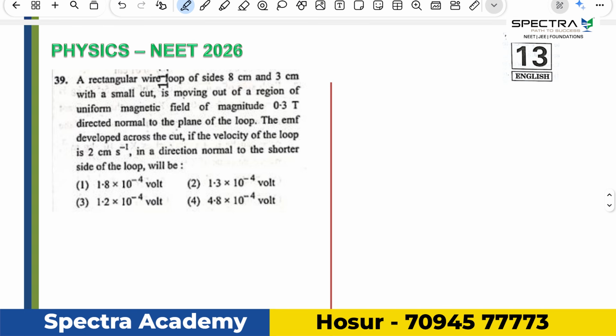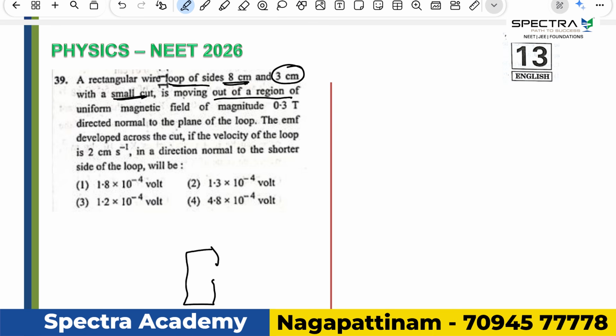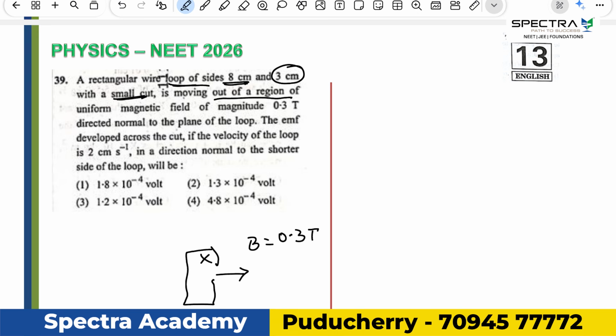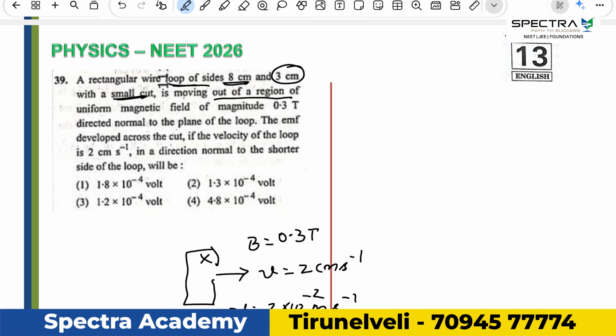What can we say? A rectangular wire loop of sides 8 centimeter and 3 centimeter with a small cut is moving out of a region as shown. Let us say like this. Observe this. What is the magnetic field they have given here? It is 0.3 Tesla. And how is it moving? It is moving with a speed equal to 2 centimeter per second. So we have to convert that into meter per second. Okay. Therefore, they are asking us about the direction normal to the shorter side of the loop.